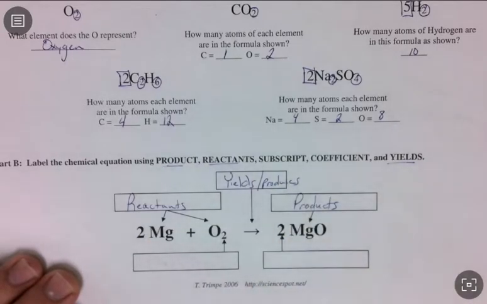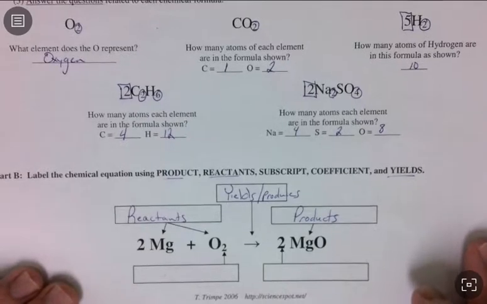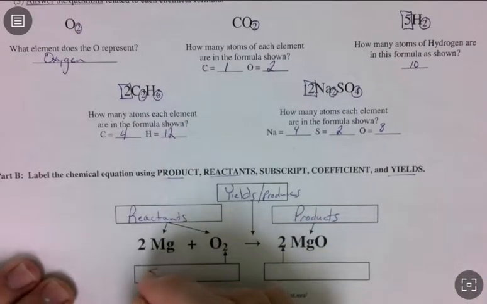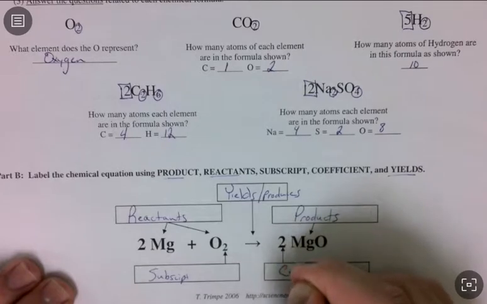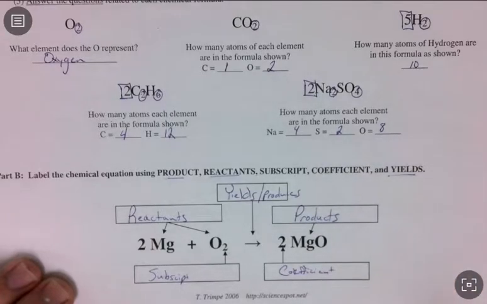Subscript and coefficient we just learned in this top section, where those are and how to identify those in order to help us count the atoms. Here you've got a subscript because it's the number written below. And here you have the coefficient, which is the multiplication of the number of atoms that are in that compound.